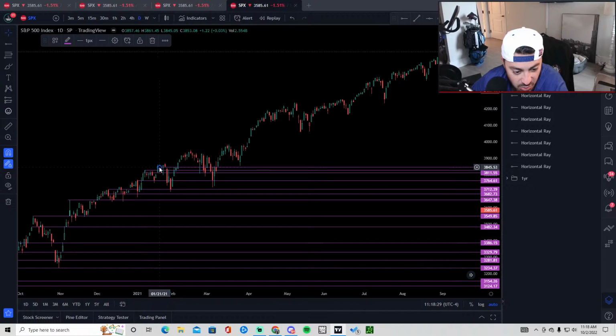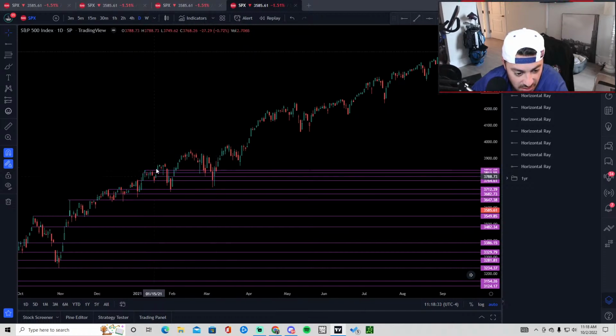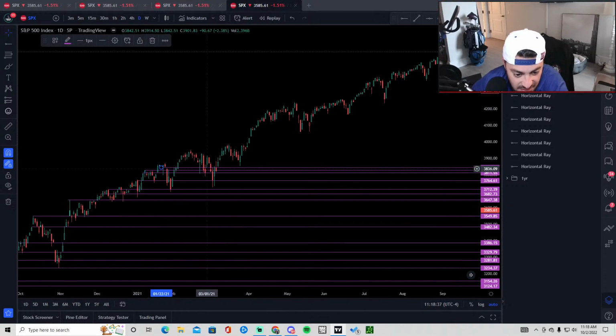Because if it's getting support at this level here, yeah. See this candle right here. There's a long wick, but it got resistance. So I feel like this level is going to be more important because it got that huge rejection. See, long wick here, long wick here, long wick here.